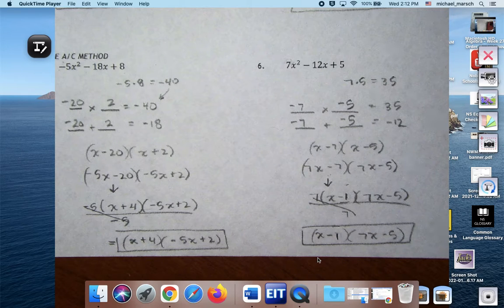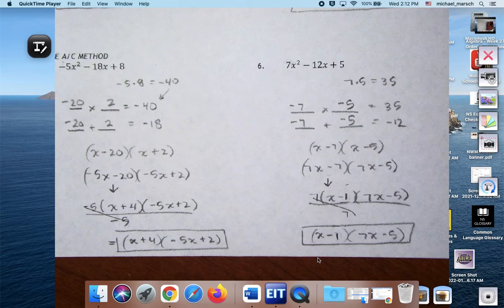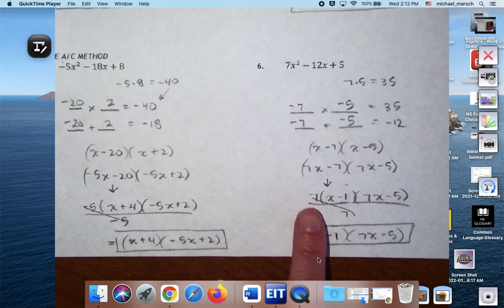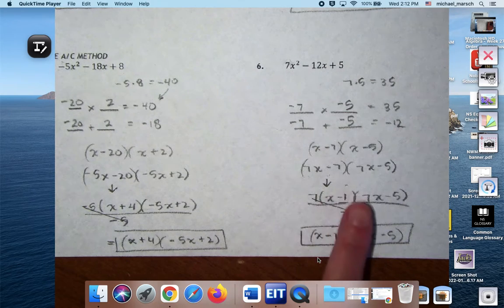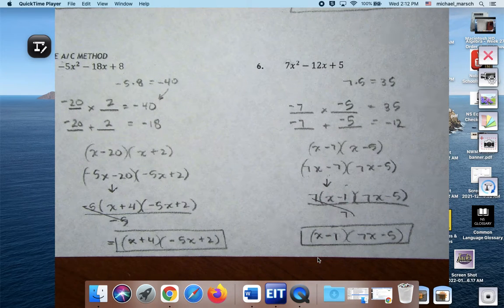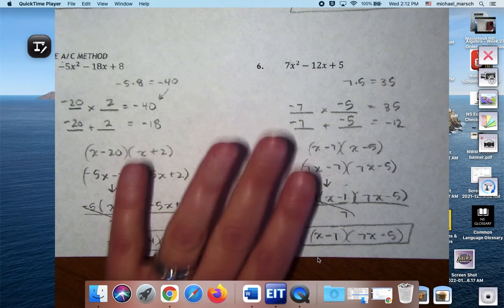Are we feeling okay on this? Yes, no, maybe? Yes. Wait, where did you get negative 1? Oh, no, never mind, because you divided by, I took out the 7. 7 times x, 7 times negative 1. Yep. Okay, back page.